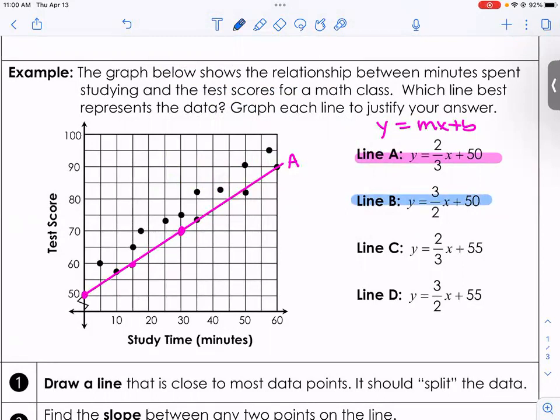What's different in line B? Okay, so we still start at the same place, but it's up 3/2, up 3/2. So we still have the same y-intercept of 50, but our slope is up 3/2.